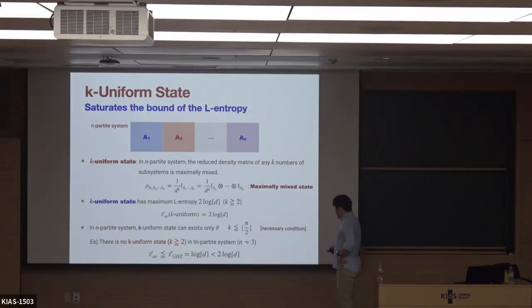So for example, in the tripartite case, if you ask for a 2-uniform state, tripartite is 3, and then this floor is 1. So K equal to 1 satisfies this condition, but K equal to 2 does not. That's why in the tripartite case, there is no 2-uniform state. That's why the GHZ state, even though it has the maximum L entropy, does not reach the general maximum of 2 log D, but only log D.